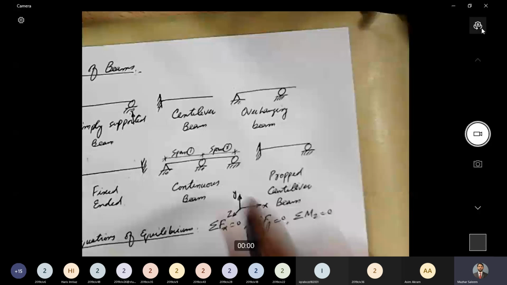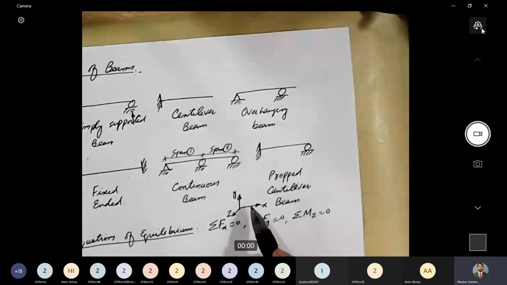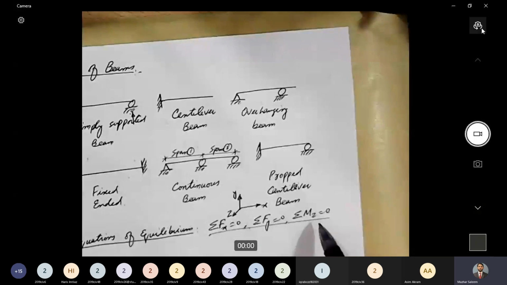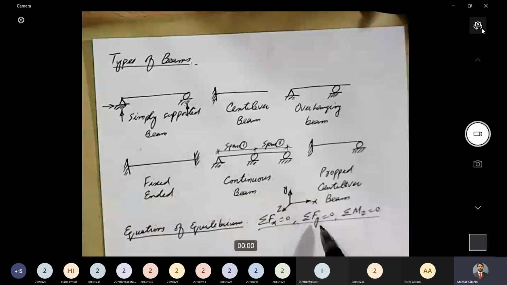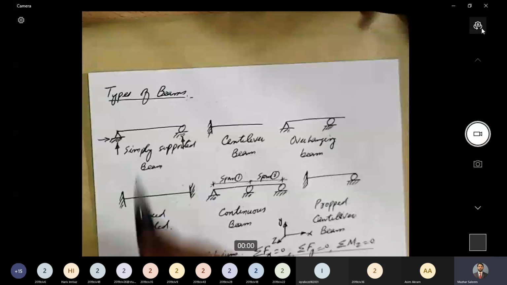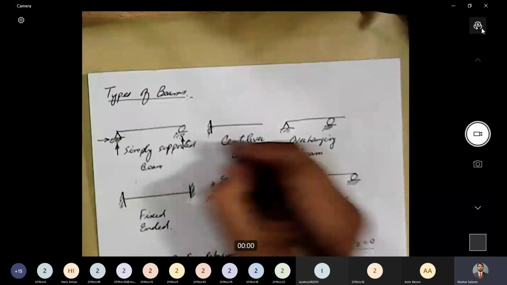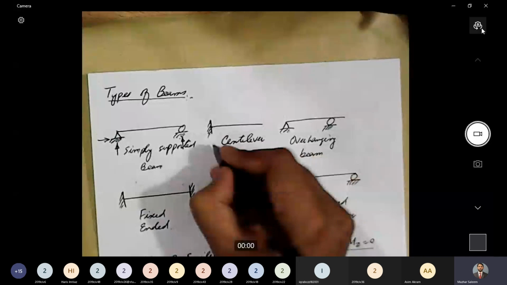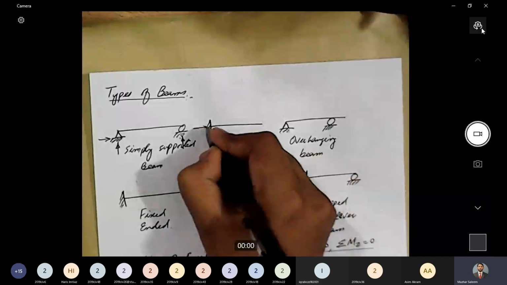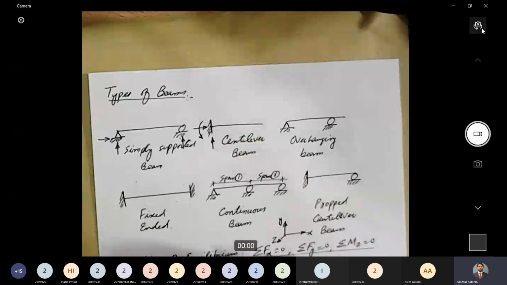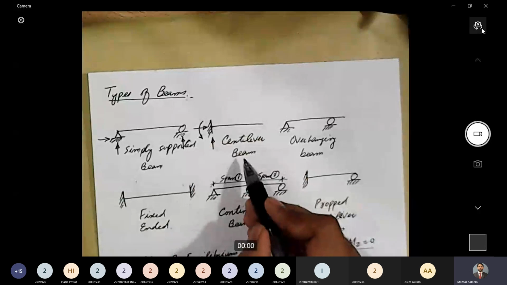So if a system is present in the XY plane, then these are the three relevant equations of equilibrium: Sigma Fx equal to 0, Sigma Fy equal to 0, and Sigma Mz equal to 0. If we have a beam that has three reactions maximum, that beam can be analyzed using these three conditions of equilibrium, so it is termed a determinate beam. A simply supported beam is a determinate beam. How many reactions can be generated in a cantilever beam? 1, 2, and 3. So this beam is also a determinate beam.